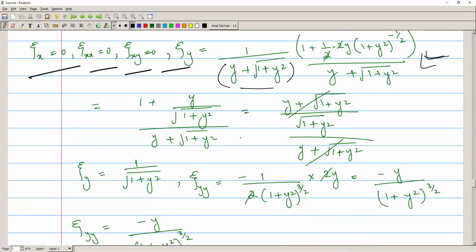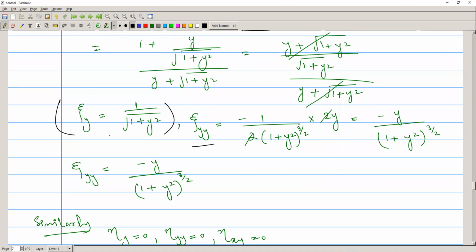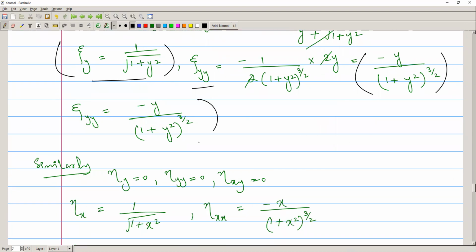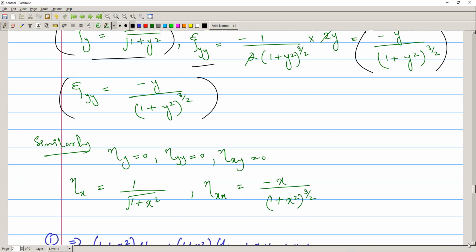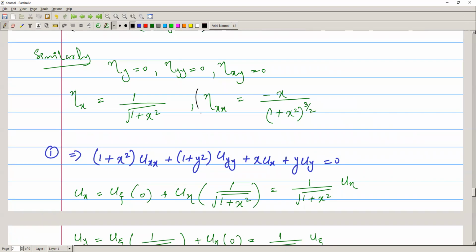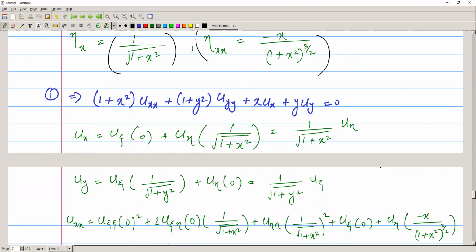Finally, by simplifying, we are left with psi y equals 1 over the square root of 1 plus y squared, right? Then we will again differentiate for psi double y, and we'll differentiate this function. So we will get this function as the end result, right? Now we can see that this is our psi double y. Similarly, we'll find eta x and eta double x, right? Then we'll plug these values into uxx and uyy, ux and uy, right? So this is the original equation.